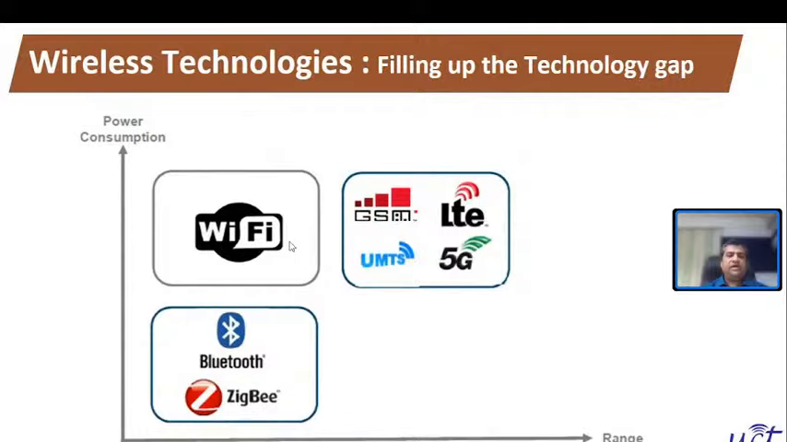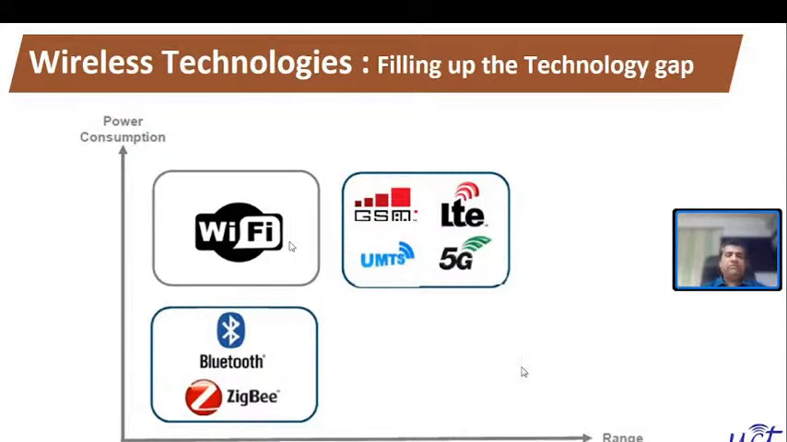If we talk about low range and a little higher power consumption, then Wi-Fi would be placed here. High range and higher power consumption, then we can talk about the cellular technologies. And there is one place left where we can have higher range and low power consumption. This is the place where most of the industrial applications require a technology that can fit in this area. We can have higher range, the signal can be transmitted at a longer distance, and at the same time power consumption should be as low as possible.